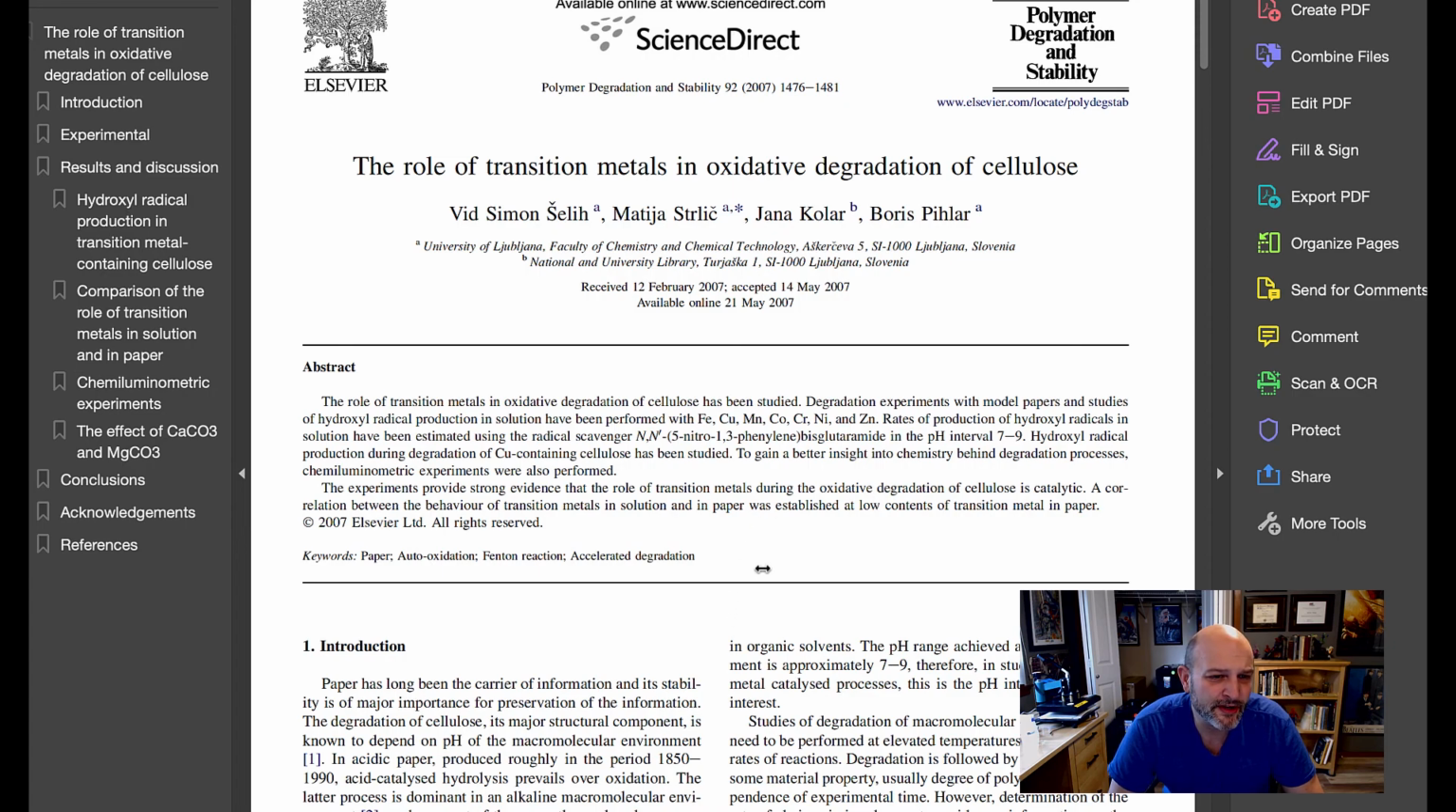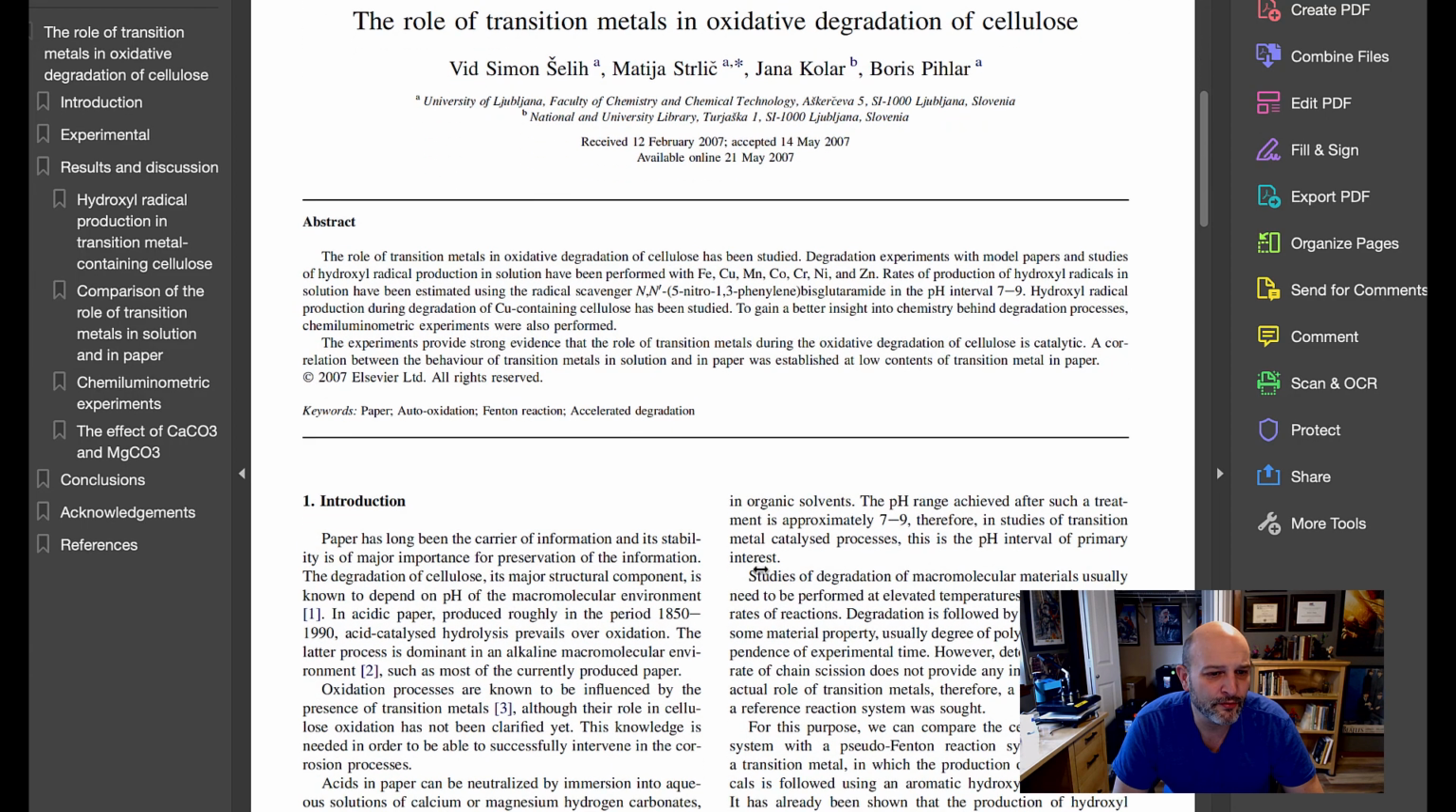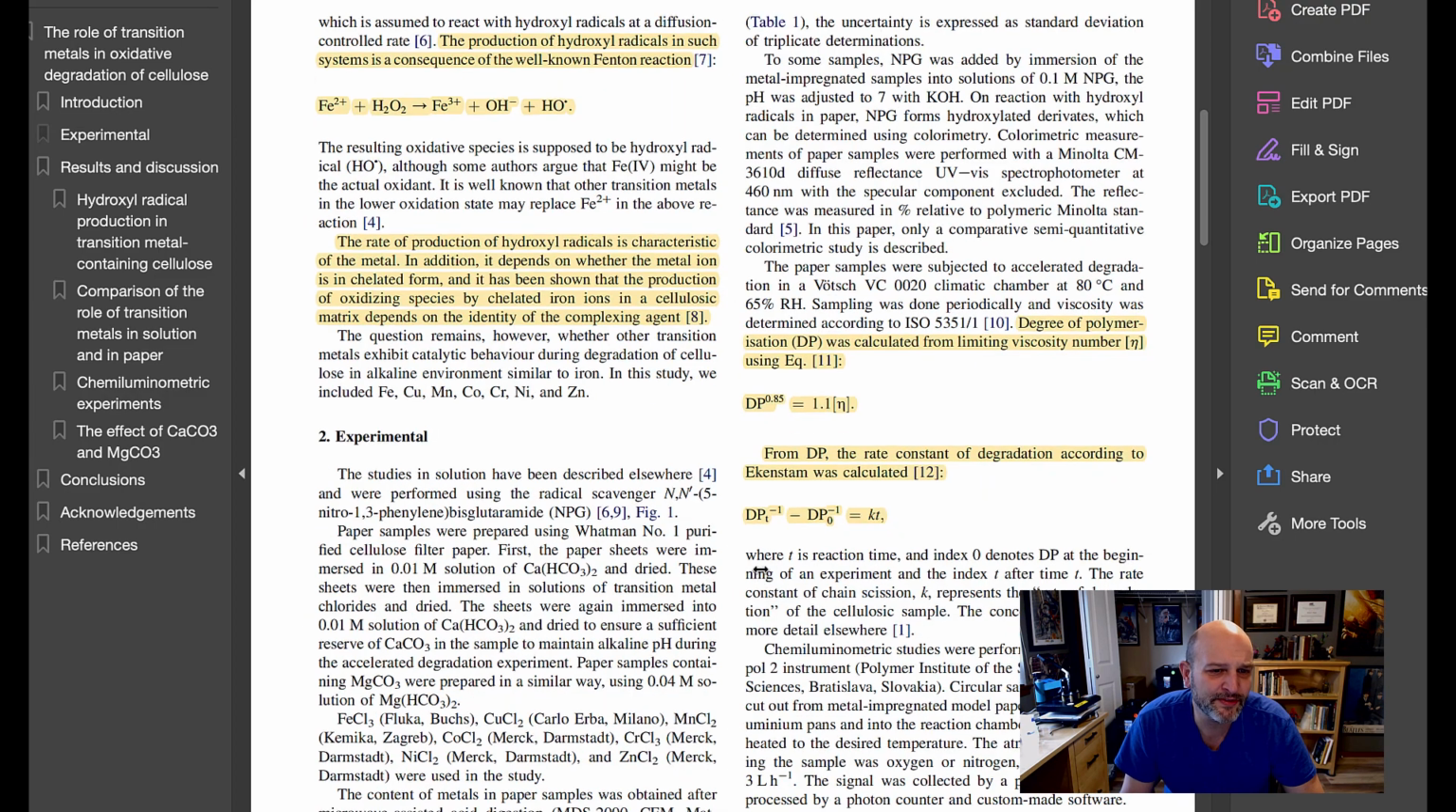Experiments provide strong evidence that the role of transition metals during oxidative degradation of cellulose is catalytic, meaning that it just makes it go real fast without being consumed. A correlation between the behavior of transition metals in solution and paper was established at low contents in transition metal and paper. So let's go through this a little bit. Some things you need to know, I'm not going to read you the whole paper, is this Fenton reaction. This is basically how they all go.